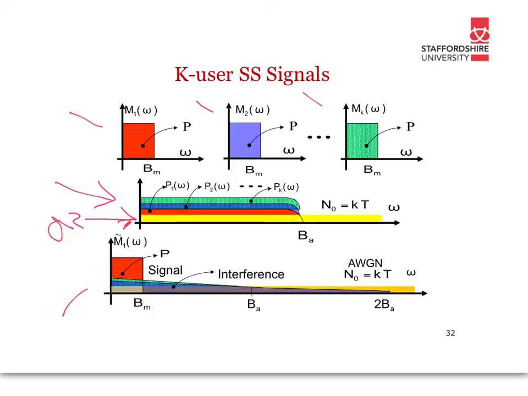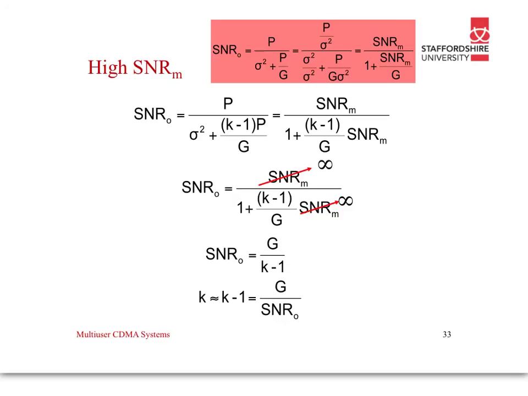Then we despread our actual signal with code 1, and we have the approximation sign here: the message signal from message 1 plus the noise, and then the interference from user 2 to user K. Obviously this goes on to a much higher bandwidth, which is twice BA, but we can use filters to only take into account the signal that we're interested in. So, high signal to noise ratio of the message.